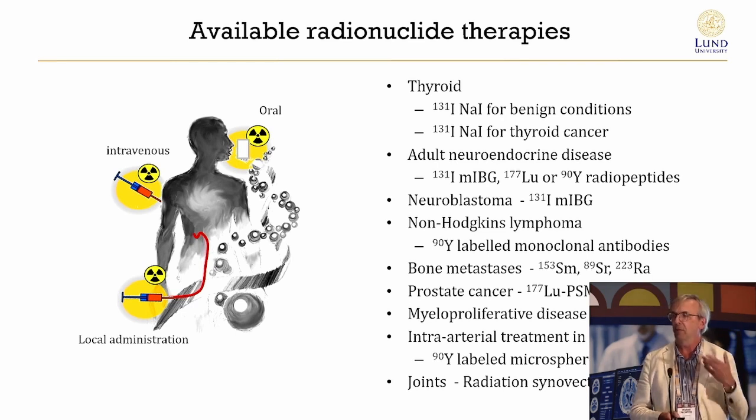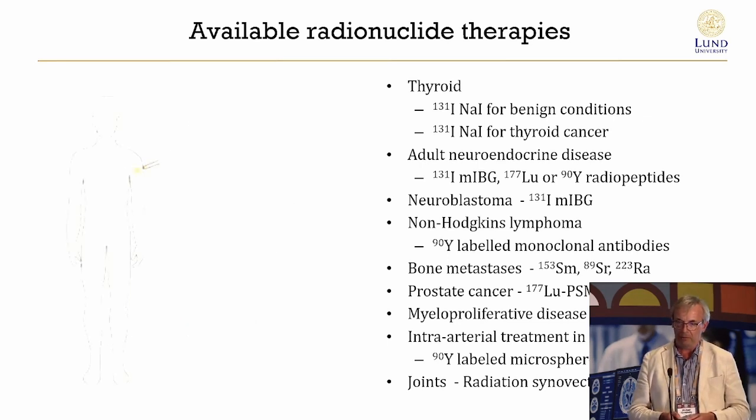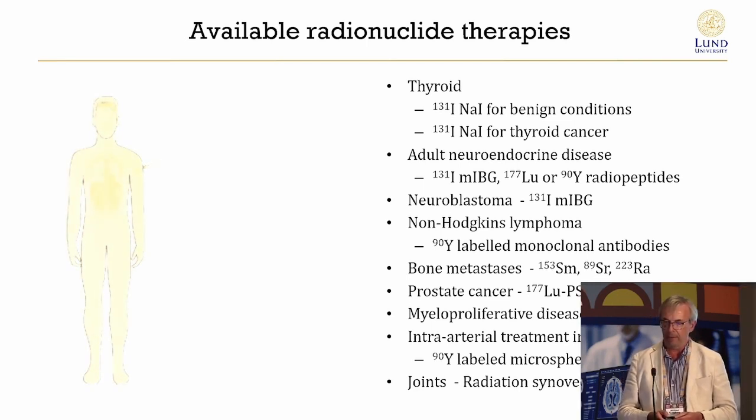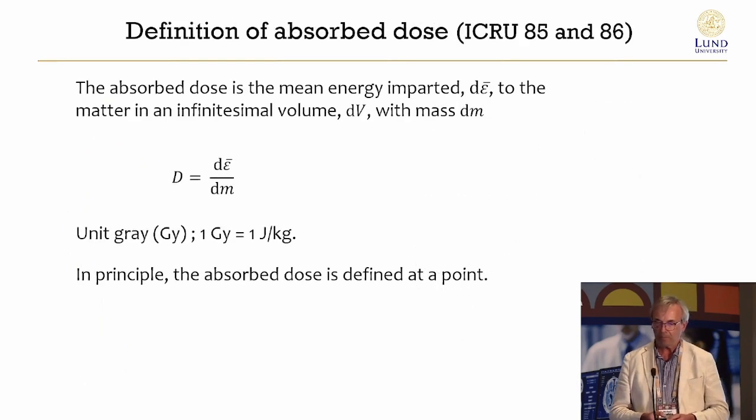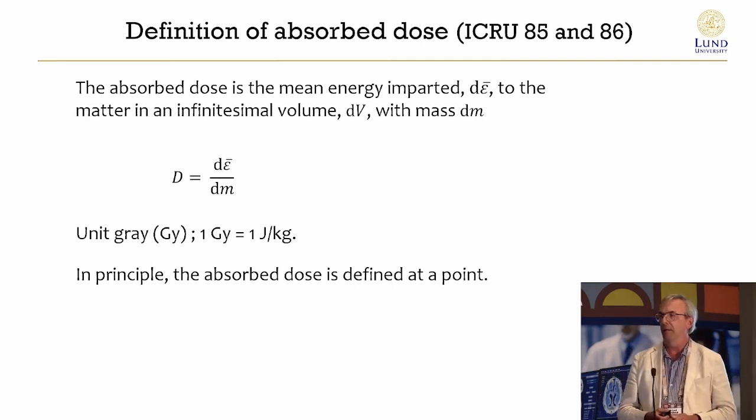And the idea is that you administer by injection or orally or into the body, and then those tracers and those radionuclides search the target, so to speak, to deliver the dose. So you have some kind of first injection of the source that you are then hoping will treat the patient. The basic unit, or we'll say the metric that we are using, is the absorbed dose, which is simply the deposited energy in a volume of mass, and that is the basis for what we are working on.